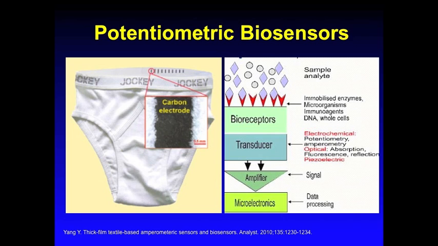Potentiometric biosensors are used extensively in clinical chemistry, specifically when measuring electrolytes. These biosensors simply measure an electrical potential difference between 2 electrodes. Here, Dr. Yang et al. have recently characterized potentiometric, amperometric, and optical biosensors embedded in the elastic waist of underwear under tight direct contact with skin. In this paper, the textile-based carbon electrodes have been shown to accurately measure hydrogen peroxide, dipotassium salt, and ferrocyanide.